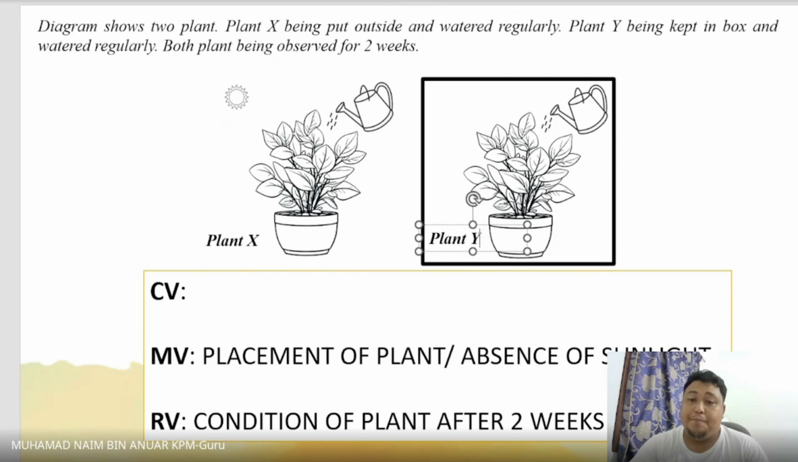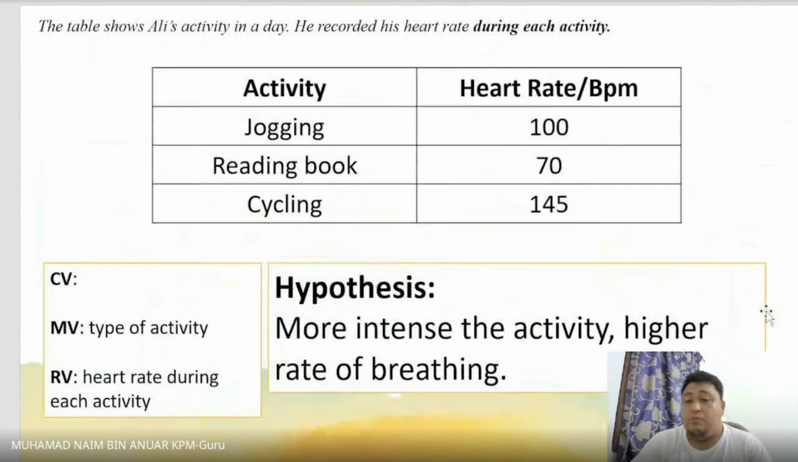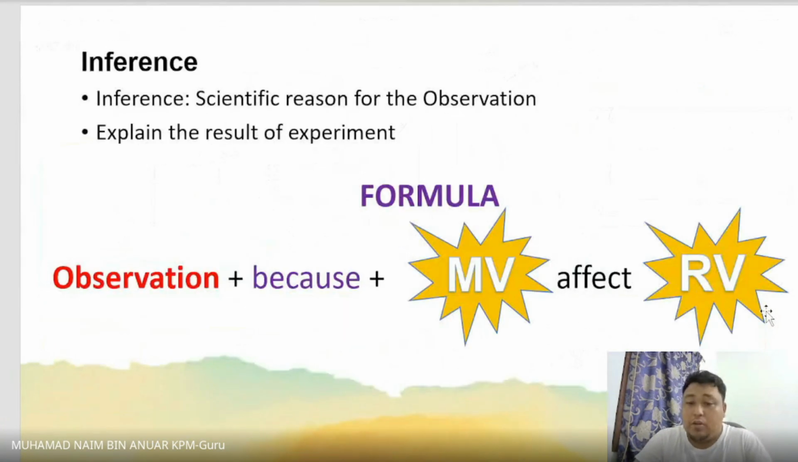Okay? Now, we keep on going because we have more slides. Now, inference. This is quite hard, but it is like this. Inference is just a reason, a scientific reason for an observation. Let's say, why did you skip my class today? I went to the canteen. That's a reason, but that's not scientifically accurate. Okay.